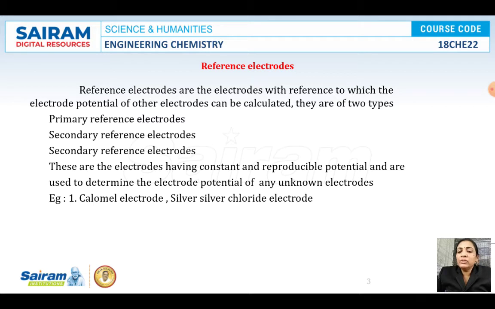Secondary reference electrodes came into existence. What are these secondary reference electrodes? These are the electrodes having constant and reproducible potential, and these are used to determine the electrode potential of any unknown electrode. Examples for this category are the calomel electrode and the silver chloride electrode. We will be discussing the construction and working of the calomel electrode.